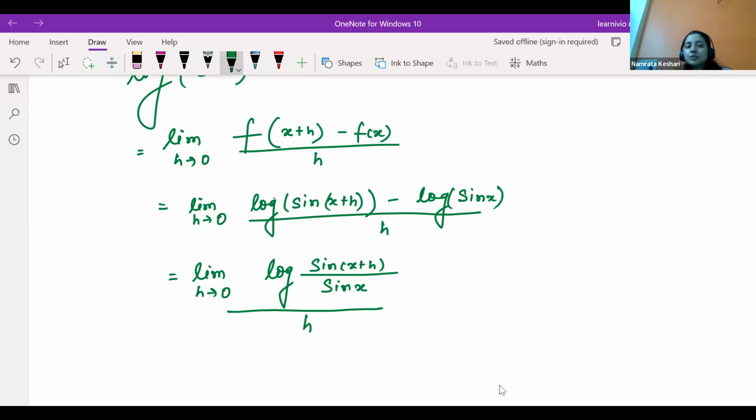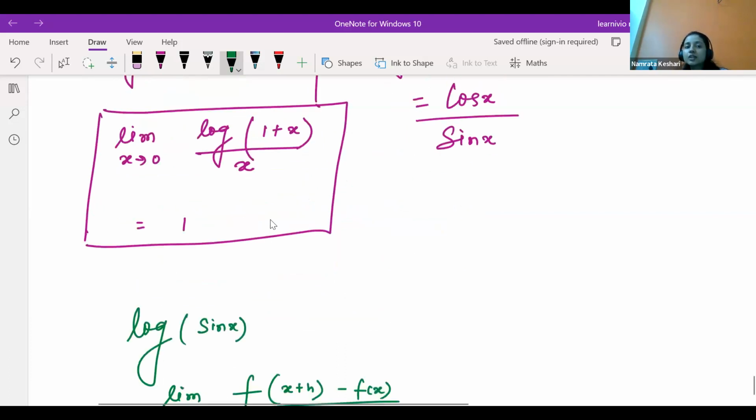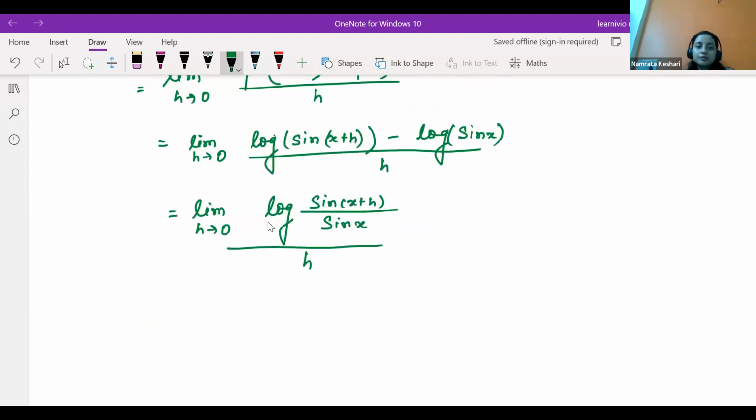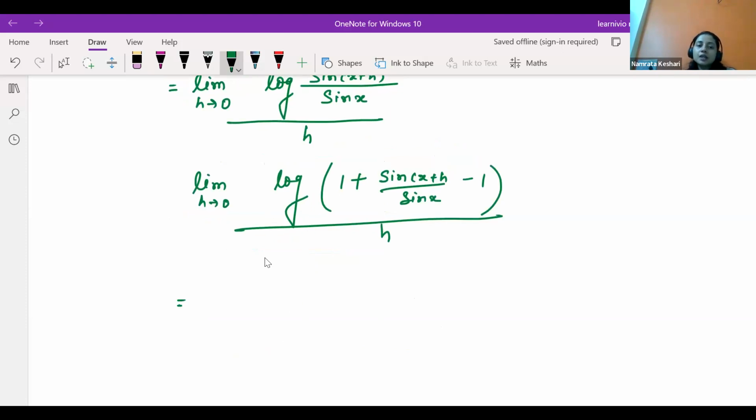Here, anyhow, we want to create this scenario, log of 1 plus x by x, so that we can directly use the limit as 1. So what we'll do: limit h tends to 0, log of 1 plus sine of x plus h by sine x. Since we have added 1, we cannot take it like this. We have to subtract 1 to neutralize it, to maintain the equilibrium, right? Yes.